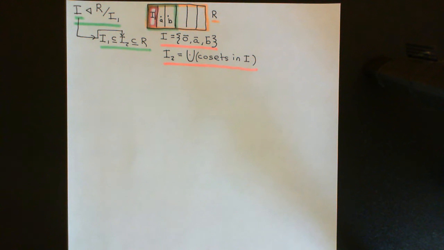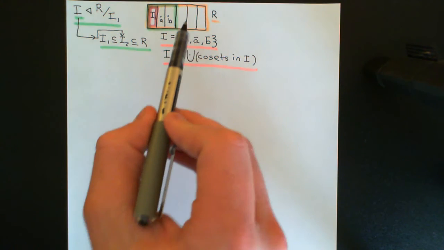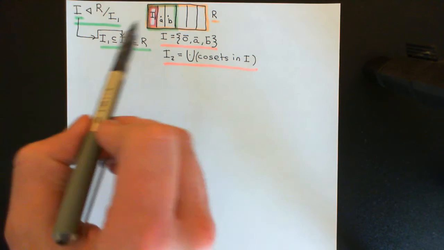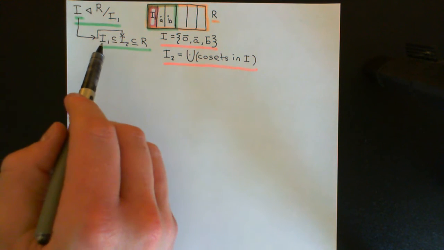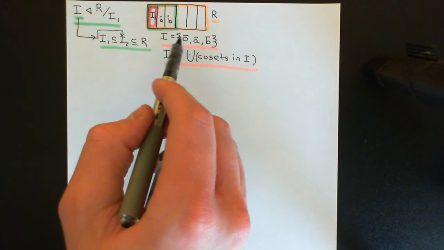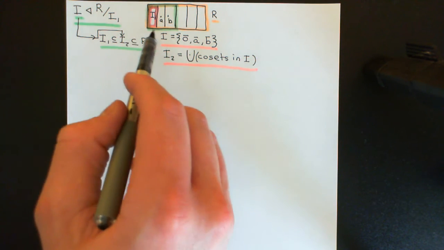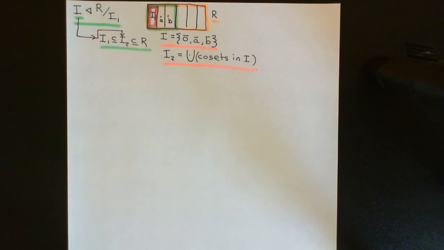Okay, so that's how I go from my ideal of the quotient ring to my ideal, or what I claim is an ideal, of the ring capital R. And now it's my job to prove that if this is an ideal of the quotient ring, this will be an ideal of the ring capital R, and that it will contain I1. Well, hopefully it will be intuitive that it will contain I1 because it has to contain all of 0 bar, and 0 bar is exactly equal to I1.